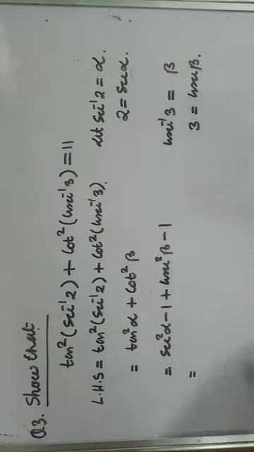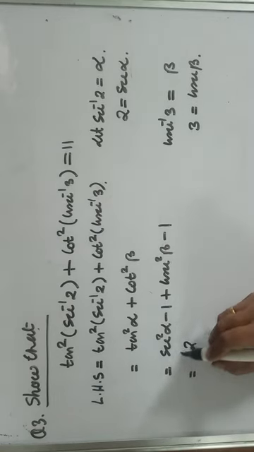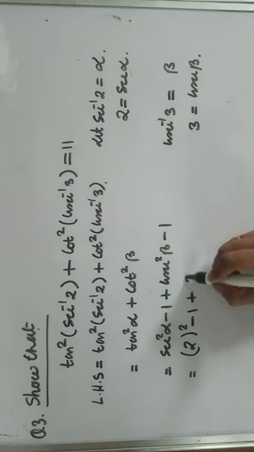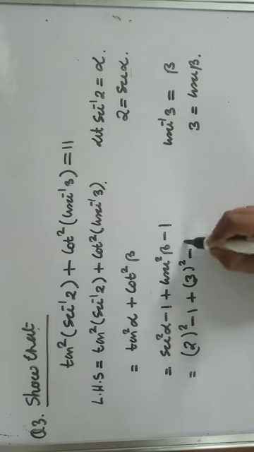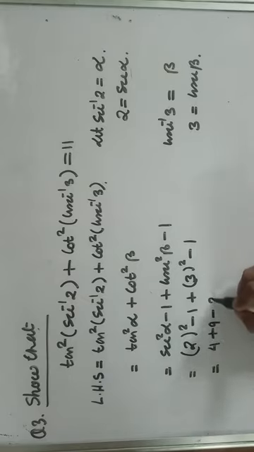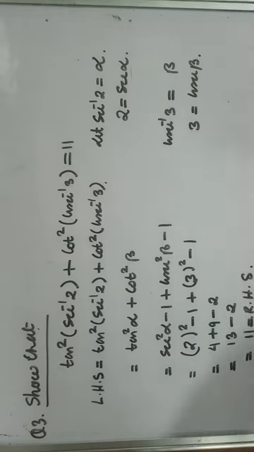Now substitute the value. Sec is how much? 2. It is 2 square minus 1 plus cosec is 3, 3 square minus 1. 2 square is 4, 3 square is 9, minus 2. 4 plus 9 is 13, minus 2. 13 minus 2 is 11. This is equal to the right hand side. This question is important for 2 marks.